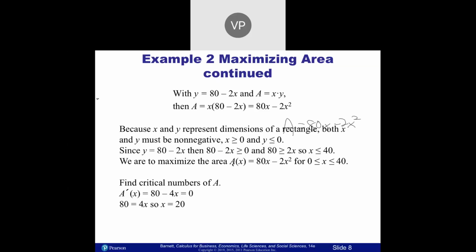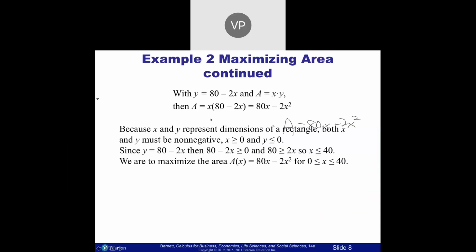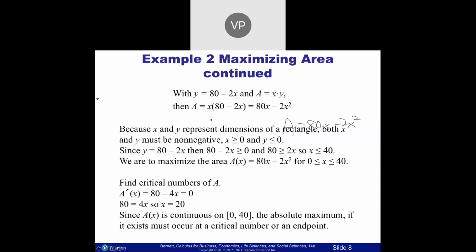What that tells me is when X is 20, go back to this picture, that X value of 20 is going to give us the best area possible based on our $320 to spend that we have to spend. Okay, so we know 20 is the number.